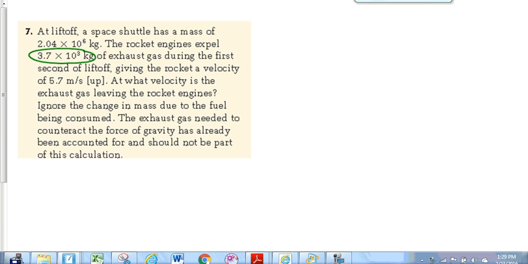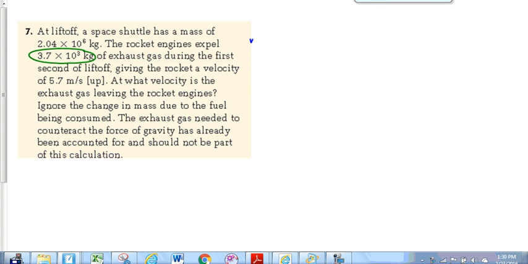Yeah. It's accelerating as it's going out the back, but once it's released, it's not accelerating. It's way lighter, right? Exhaust gas is 3,700 kilograms, 10 to the 3 kilograms. The shuttle is 10 to the 6 kilograms. So it's going to be going way faster. We know it has the same momentum, but it's going to be going way faster.